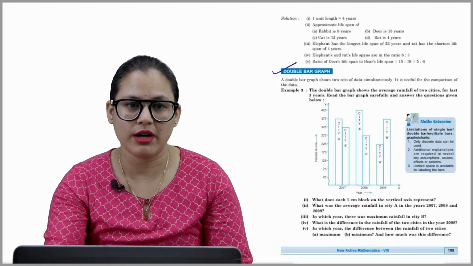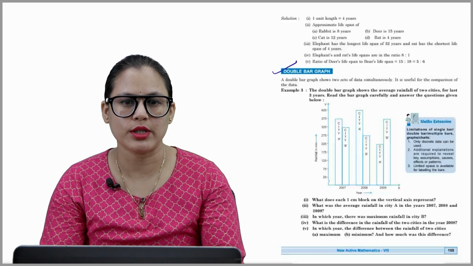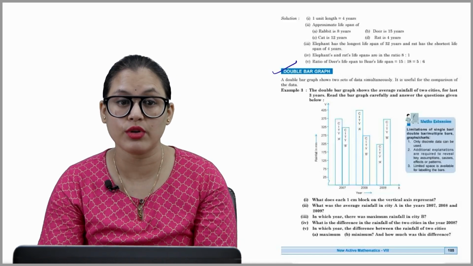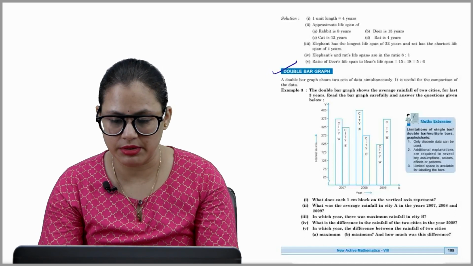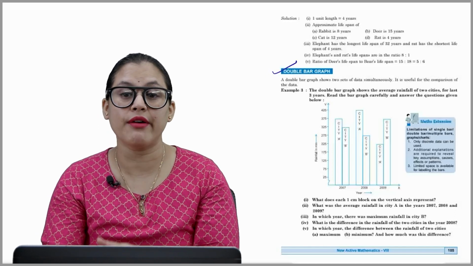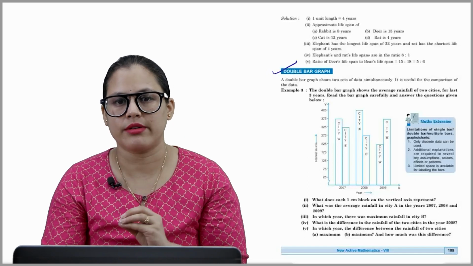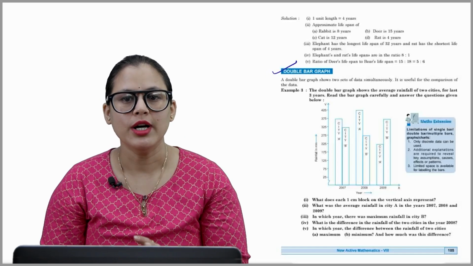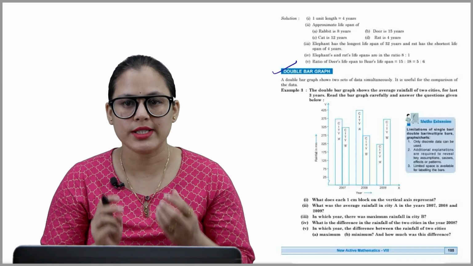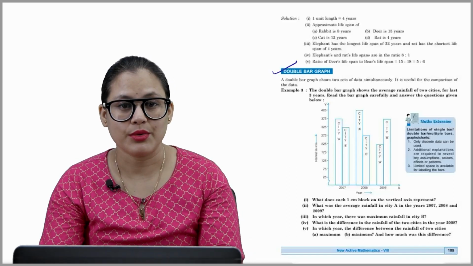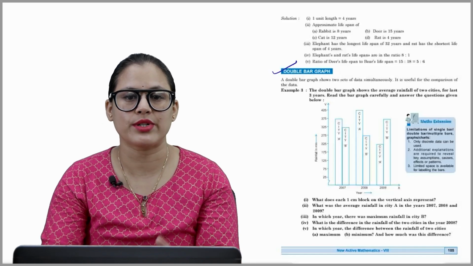Next, double bar graph. A bar graph shows two sets of data simultaneously. It is useful for the comparison of that data. Example 3, a double bar graph is given, which is showing the average rainfall of two cities. Means in one bar graph, we can show the average rainfall of two cities by using a double bar graph. For the last 3 years, read the bar graph carefully and answer the questions given below.